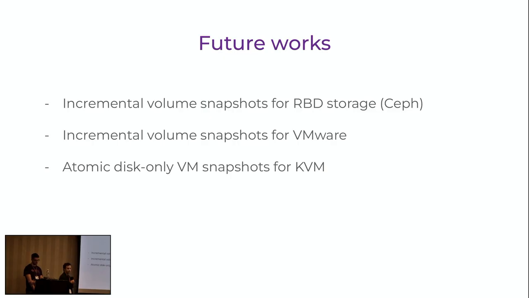Also, another future implementation that I'm already working on is atomic disk-only virtual machine snapshots for KVM, which will allow us to take a snapshot from all of the volumes at the same time. This kind of already exists, but it's not supported for NFS nor local storage, and the current implementation needs a little bit of work, in my opinion.